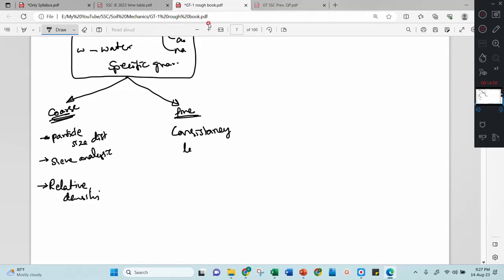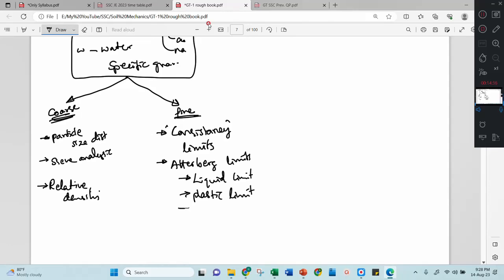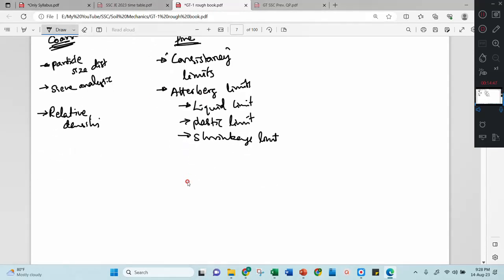Then in fine grained soil we have consistency limits. Another name for consistency limits is Atterberg limits. These Atterberg limits are liquid limit, plastic limit, and shrinkage limit.